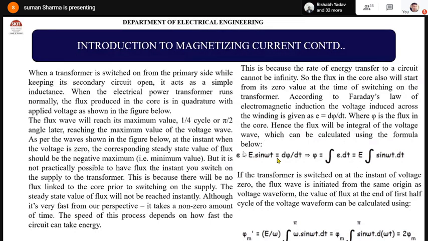So it can be calculated as, we can write E is equal to E sin omega t, that is equal to d phi by dt. So phi is equal to integration of voltage dt. E is the RMS value, you can take it outside. So you will integrate with respect to dt the integration of sin omega t. You multiply and divide by omega. So you can write E upon omega, integration from 0 to pi, omega sin omega t dt.